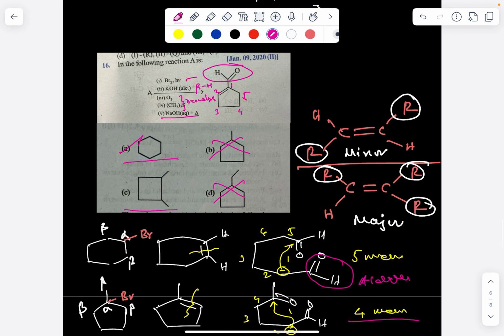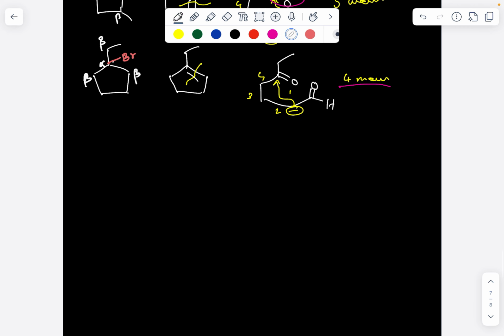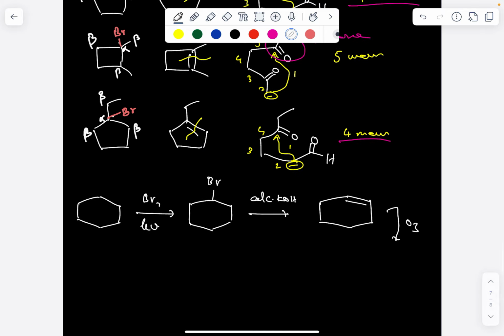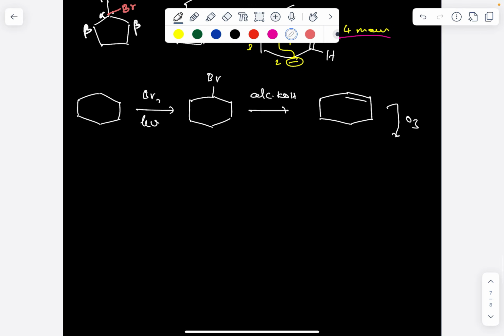Okay, so first they take cyclohexane. After you take the cyclohexane, you do bromination in the presence of photolysis. So you will get 1-bromocyclohexane. Then, for beta hydrogen elimination, they add alcoholic KOH. So obviously the C double bond C will be formed. So once you do ozonolysis, what will happen? After formation of the unstable ozonide intermediate, it will form 2 carbonyl groups.